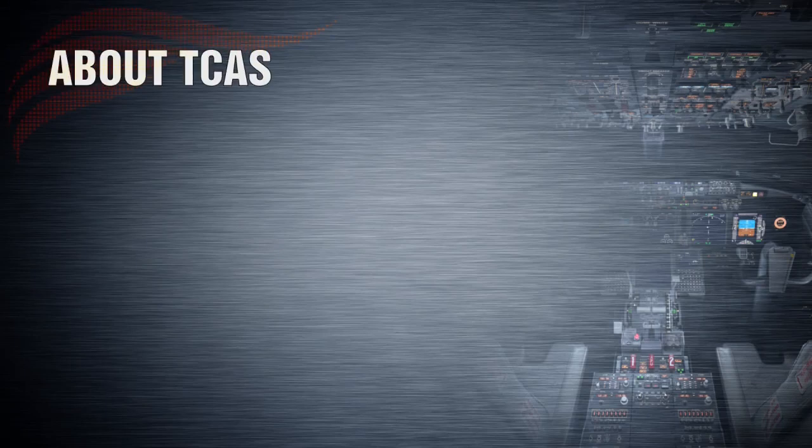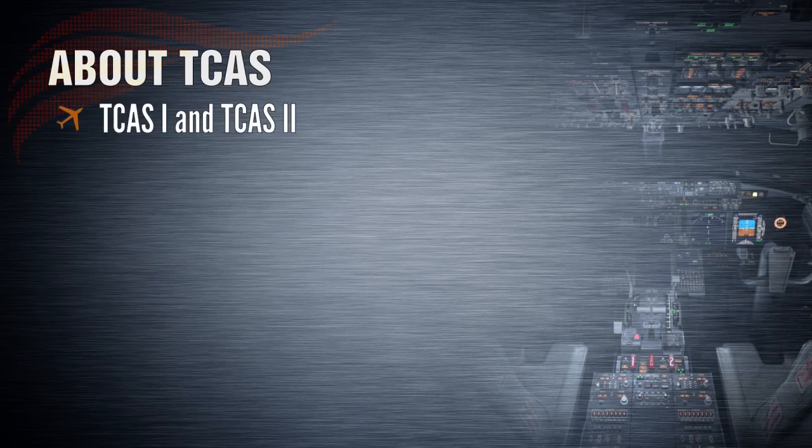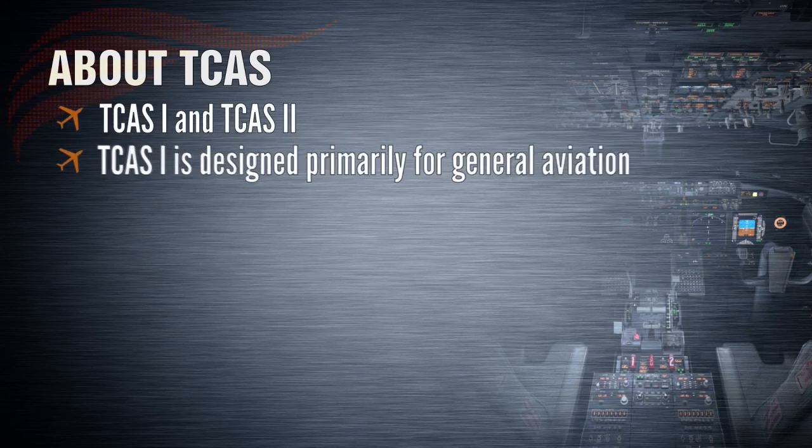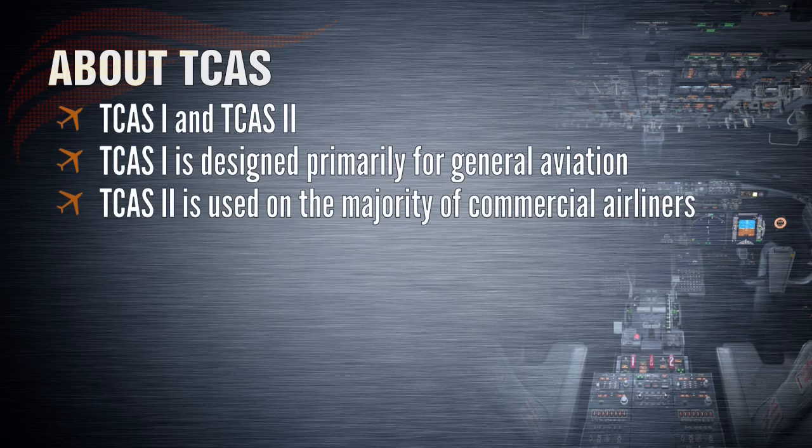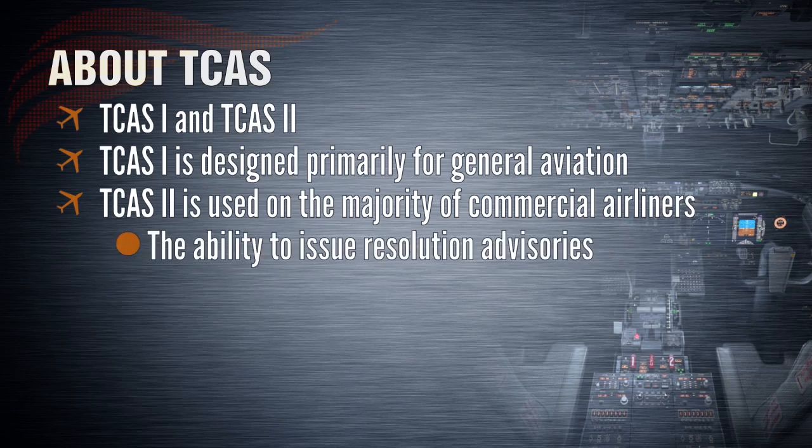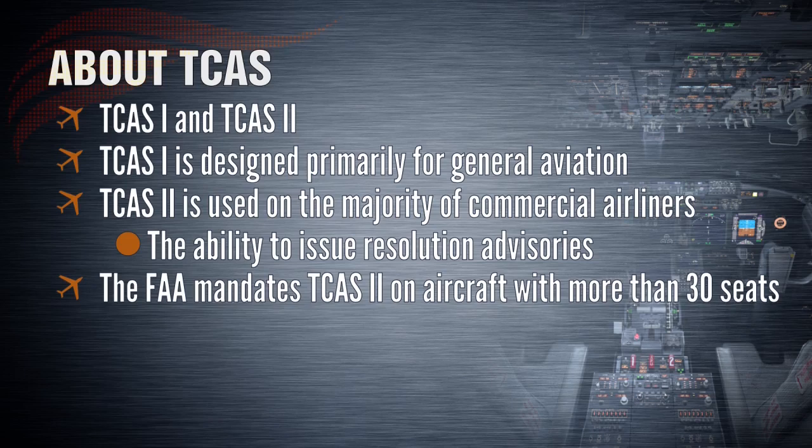There are two principal versions of TCAS currently in commercial service, TCAS 1 and TCAS 2. TCAS 1 is designed primarily for general aviation and for small regional airliners, and it provides a traffic display and traffic advisories only. TCAS 2 is used on the majority of commercial airliners and adds several improvements over TCAS 1, most notably the ability to issue resolution advisories. The FAA mandates TCAS 2 on aircraft with more than 30 seats, or those that weigh more than 15,000 kilograms. The rules are more stringent in Europe under EASA.